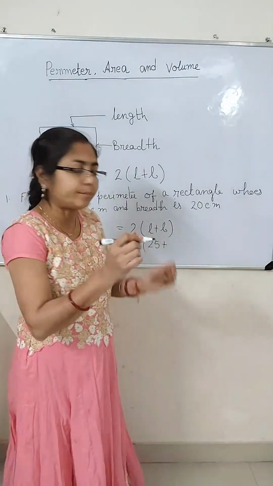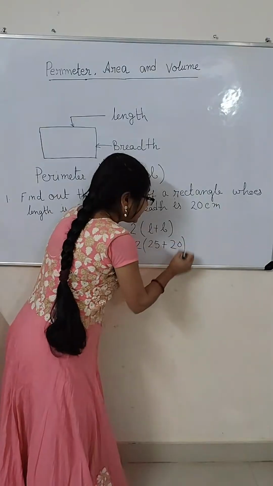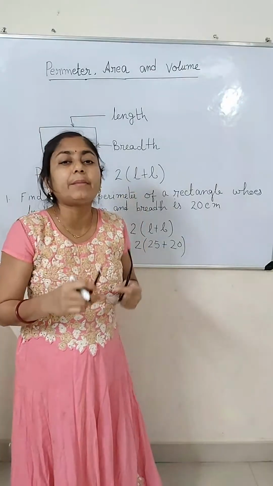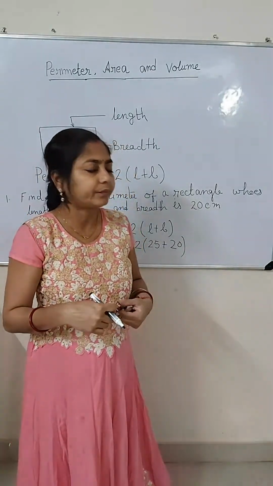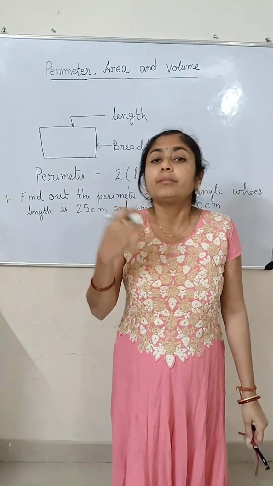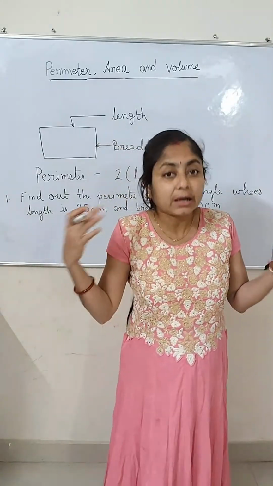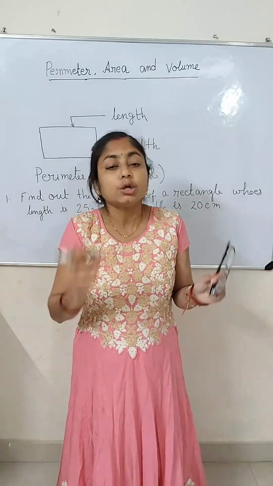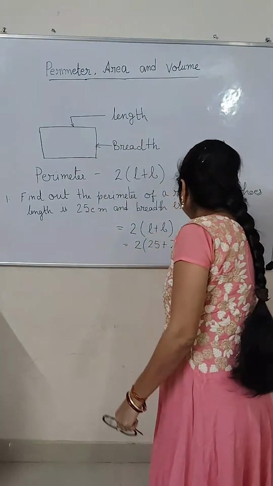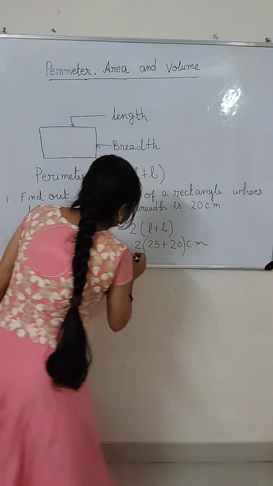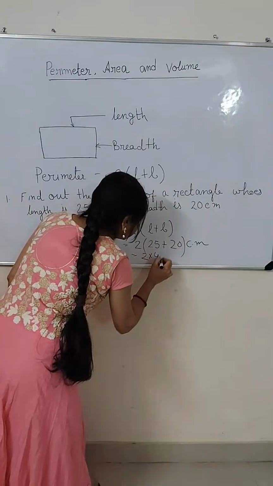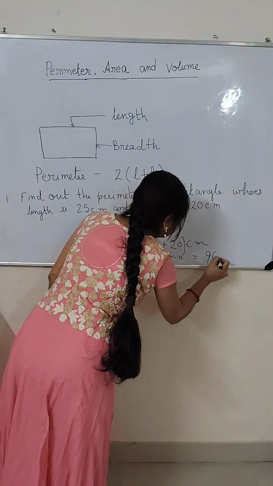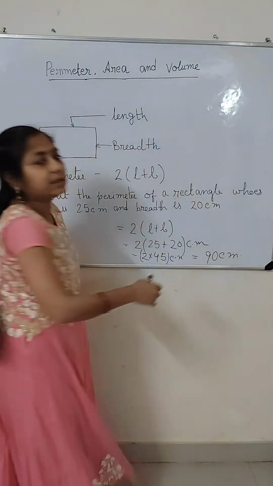So, I write the B value. Then, the question is, is it centimeter that comes? What is the unit? Is it centimeter or centimeter square? No, only centimeter, because it is the unit of length. Perimeter means unit of the length, no multiplication. So only centimeter comes. So it comes 2 into 45 centimeter, means 90 centimeter.